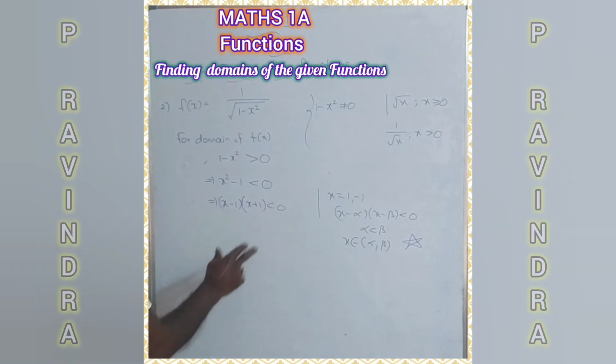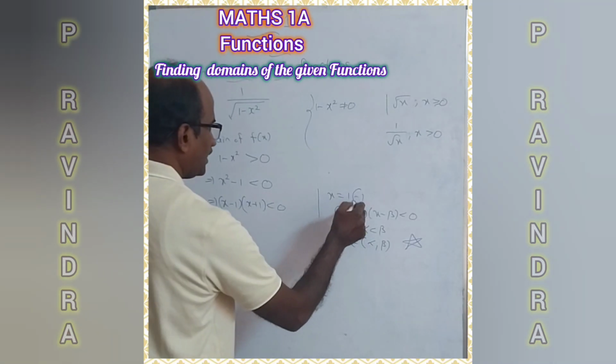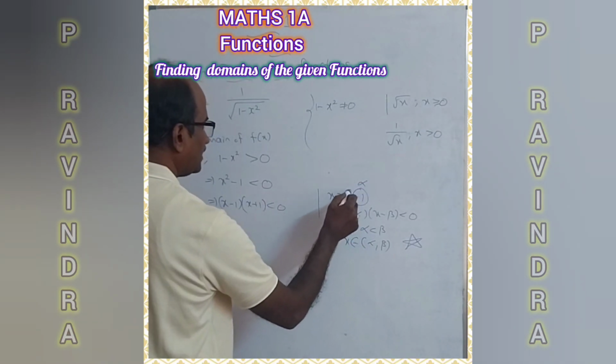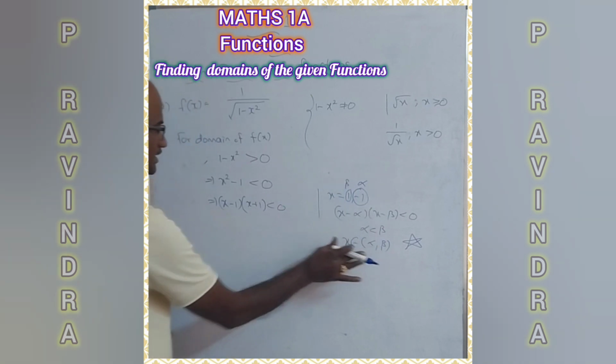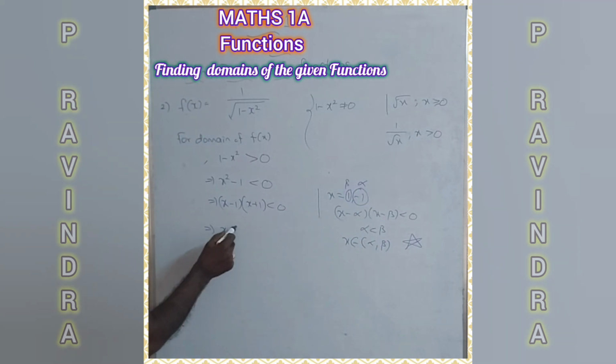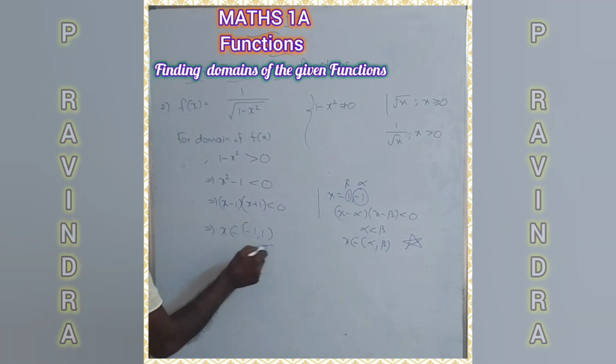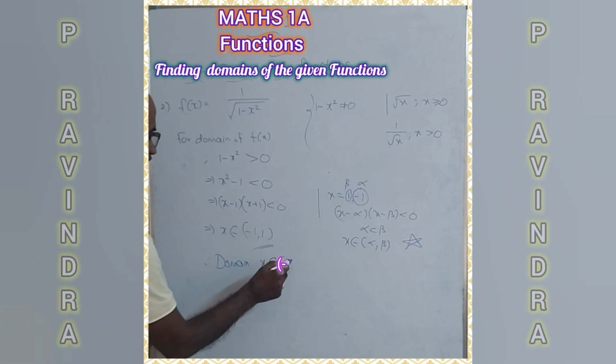So here the roots are, smaller one is minus 1 which is alpha, bigger one is 1 which is beta. So according to this concept, here x belongs to minus 1 to 1. This is considered to be domain. Therefore domain here is x belongs to minus 1 to 1.